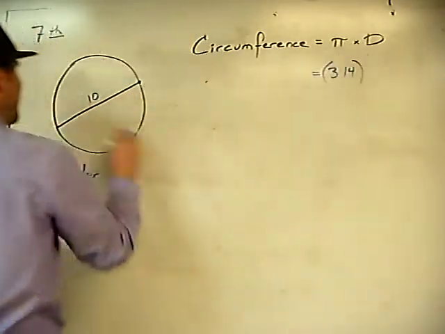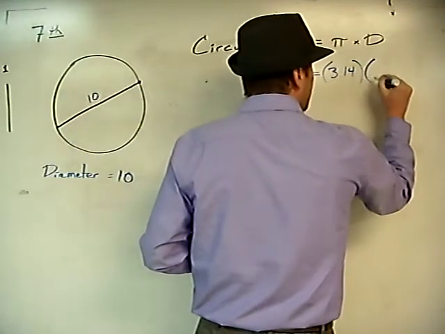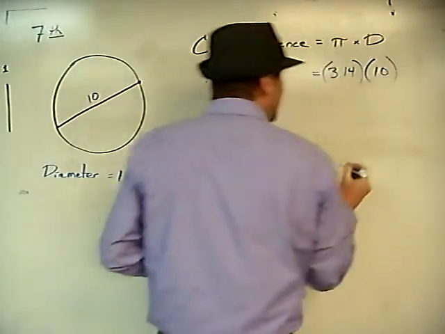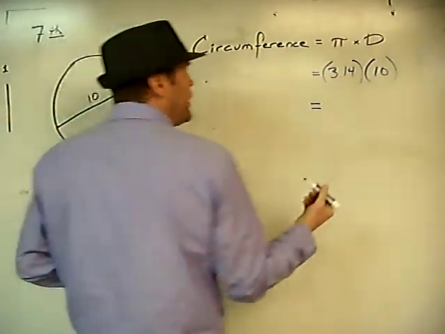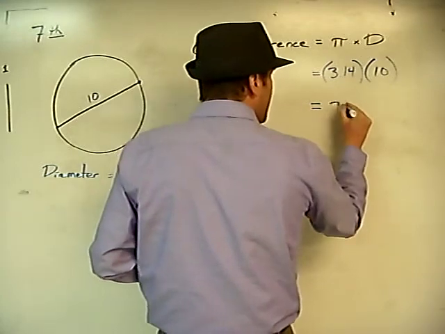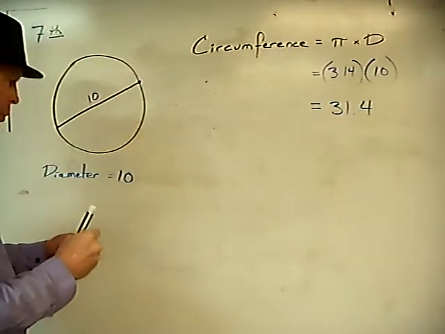3.14 times the diameter. The diameter we know is 10. So I'm going to multiply 3.14 times 10. We can put that in the calculator. We can do that by hand. You may be able to do that in your head. You should come up with an answer that looks something like 31.4. And probably you did.